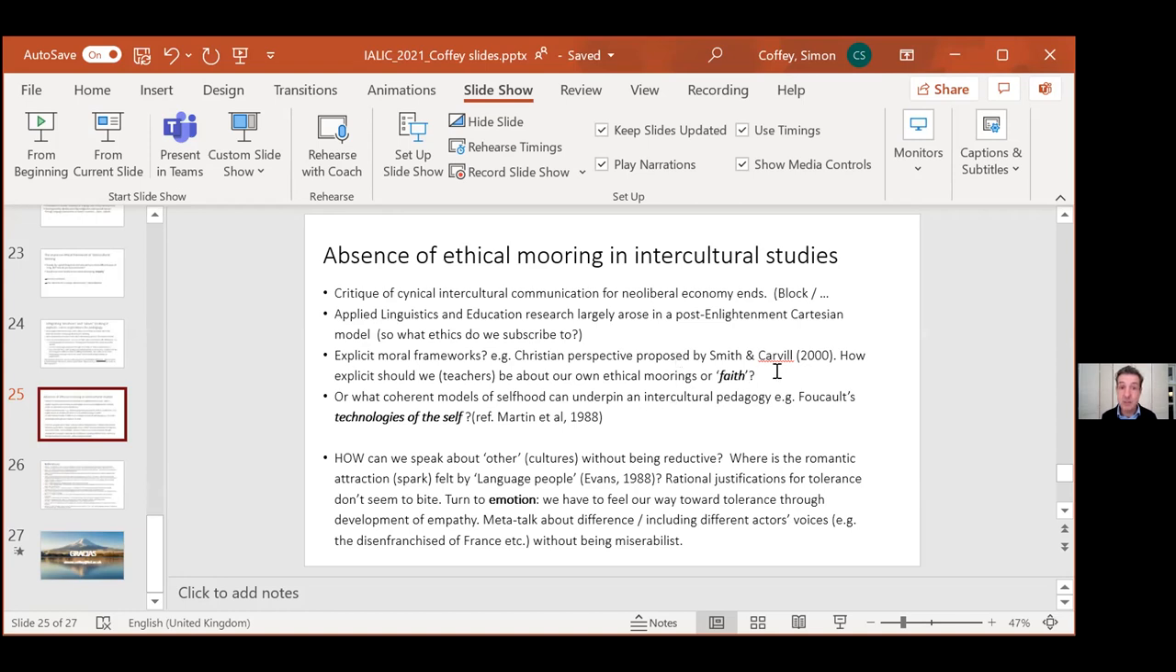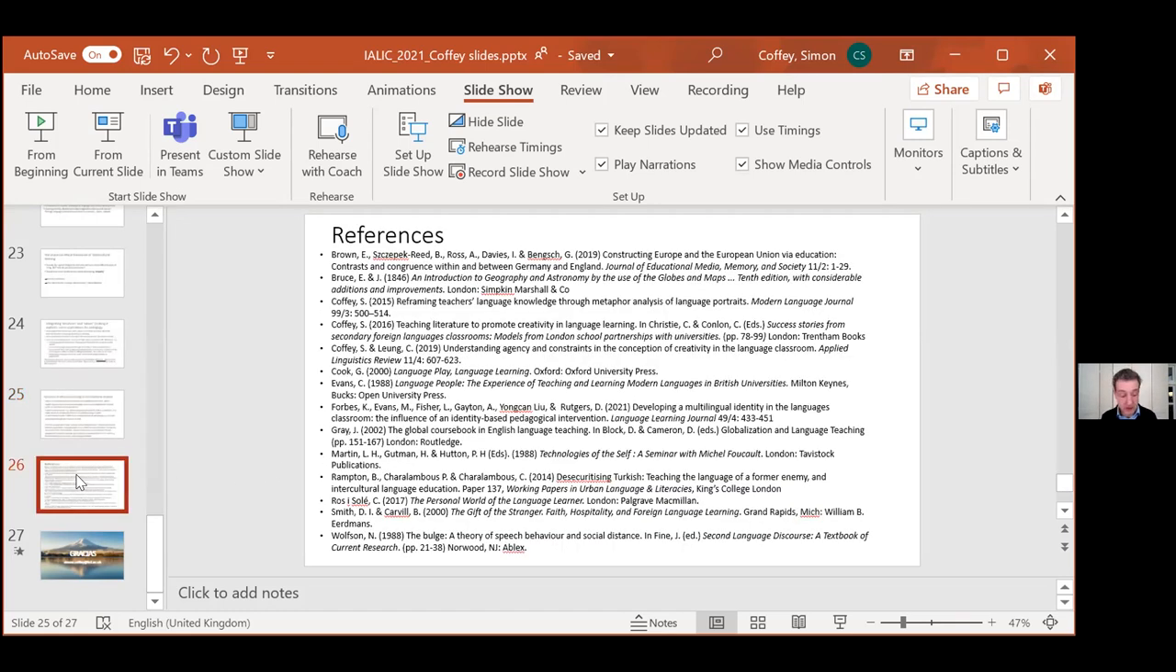There's a book I reference, Smith and Carville, who talk about language learning from a Christian perspective. It's not my personal thing, but I think it's a really well-written account of how it fits into a faith perspective in terms of developing qualities of guest and hospitality and things like that. I think it's interesting in the sense that I don't really hear that much discussion around that. A lot of things are taken for granted, I think, in discussions and not always made explicit. So anyway, there's some references, and I think that's it.